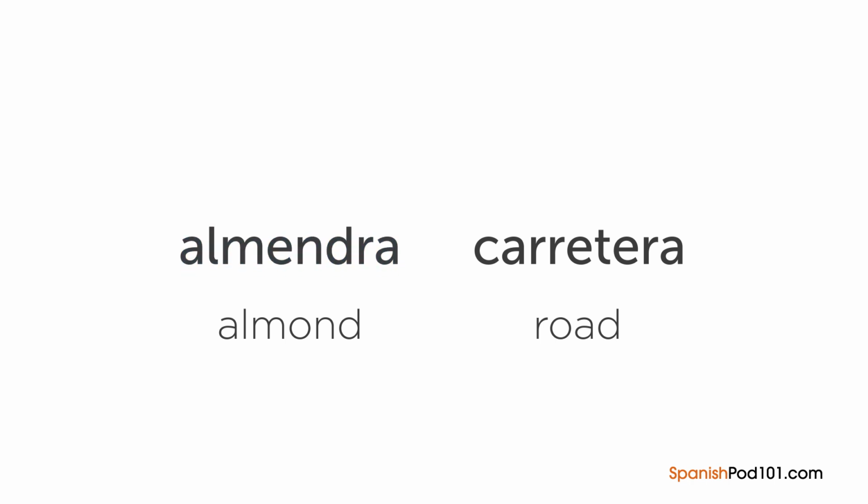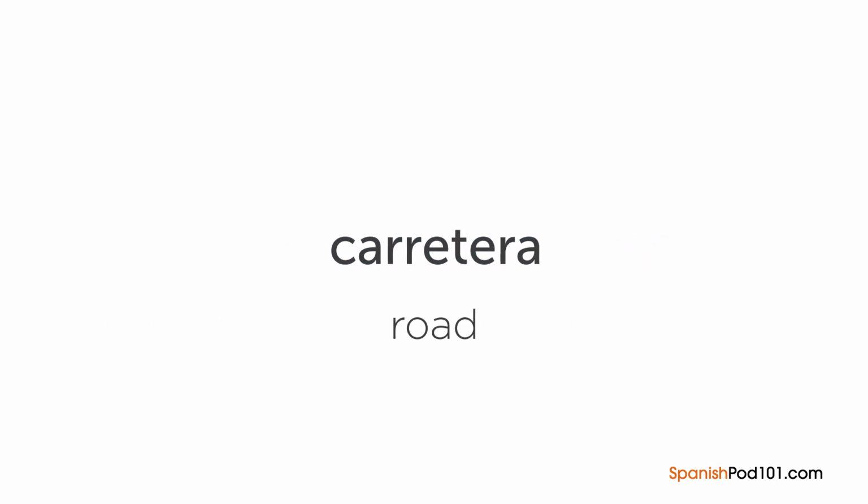Almendra. The word almendra, meaning almond, is pronounced al-men-dra. It's pronounced exactly the same as it's written. Almendra. The same thing happens with the word carretera, meaning road. Carretera, it's pronounced ca-re-te-ra, exactly how it's written. Carretera. That's a good example, which demonstrates sounds that do not exist in English.